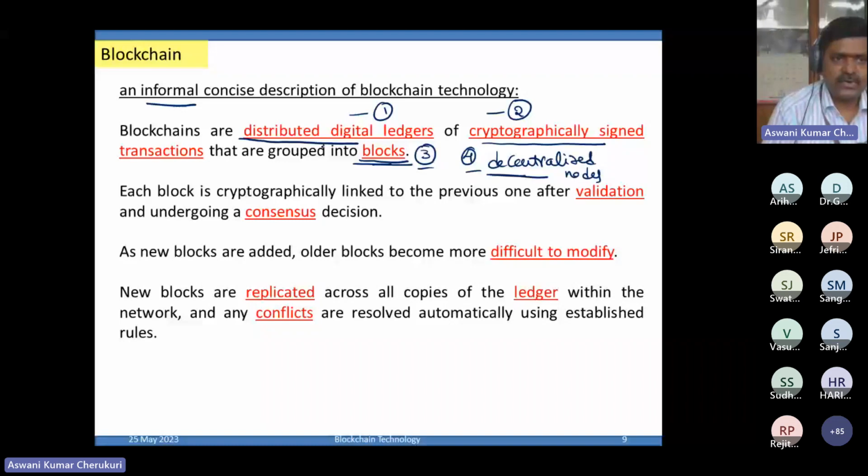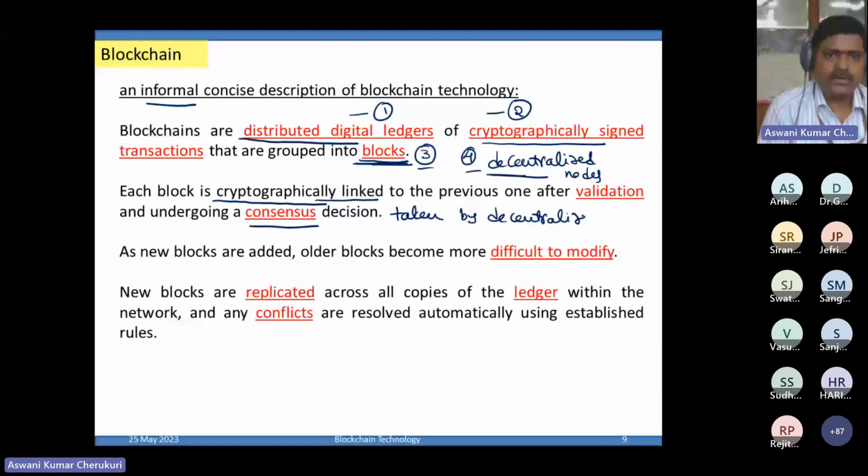Now, if you go further, each block, when I say a group of transactions, is cryptographically linked. That means one block is linked with another block. So all the blocks are linked together. That is why you have a chain. It is not that we are dealing with independent blocks; rather, all these blocks are chained together. So that's why you have blockchain. How are these chains created? With the help of a common decision called consensus decision, taken by the decentralized nodes.